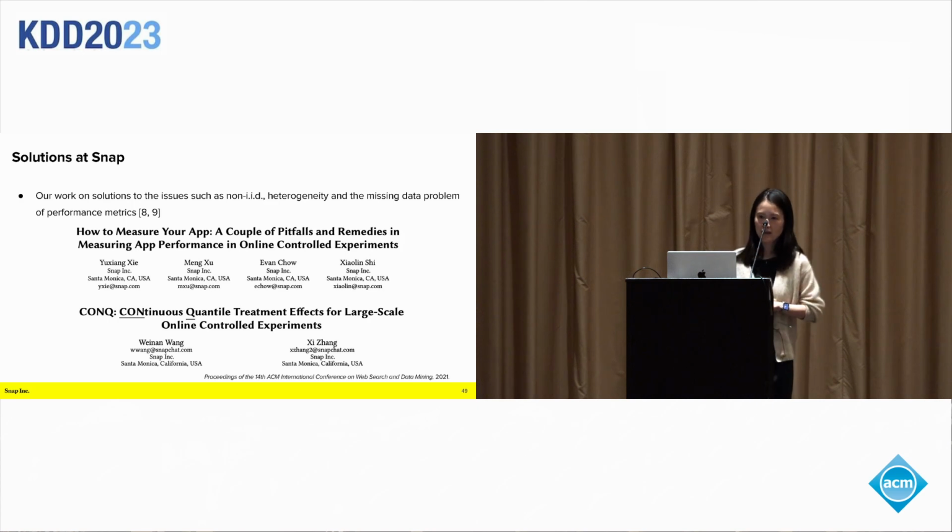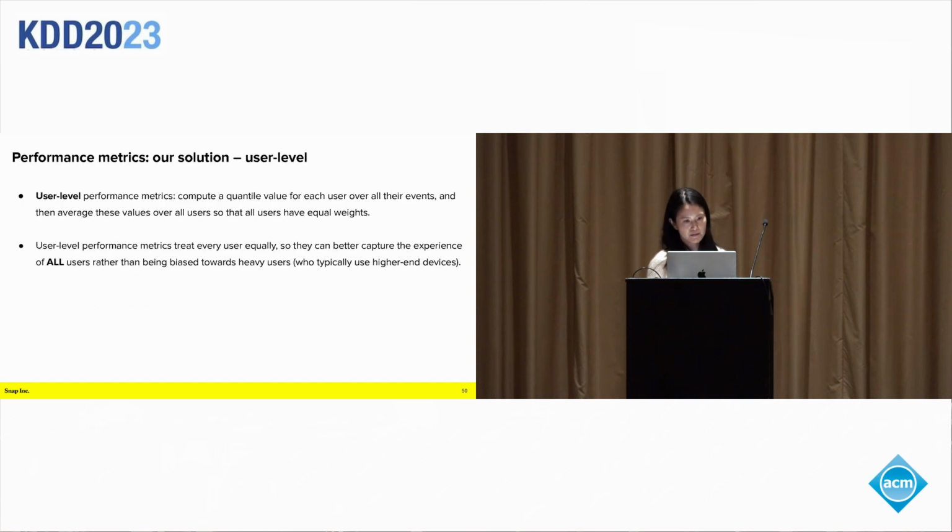So in the past, we had some research around these challenges, and our work on the solutions to these issues, such as non-IID data, heterogeneity, and the missing data problem in performance metrics, was published in 2 papers at WISDOM in 2021. And now I will show some of the solutions from these papers.